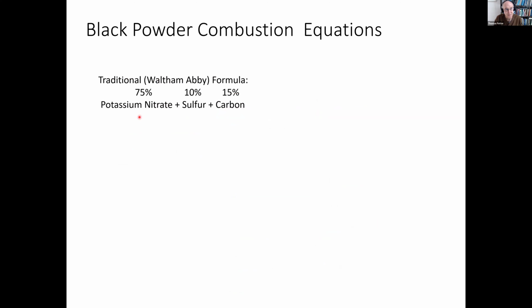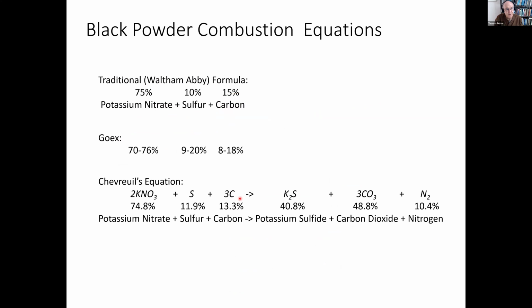What is black powder? Well, it's a combination of potassium nitrate, saltpeter, sulfur, and carbon, usually in the form of charcoal. And when combined in these proportions, it's known as the traditional or Waltham Abbey formula that dates from the 1600s. The GOEX safety data sheet gives a range of weights that matches this formula. And Chevreul's equation, which is the most cited of the black powder chemical reaction equations, also fits the formula as well. The combustion products of Chevreul's equation are potassium sulfide, a solid, carbon dioxide, and nitrogen. And it's these two gases, at the temperature of combustion of the black powder, that produce the pressure that deploys the parachute.